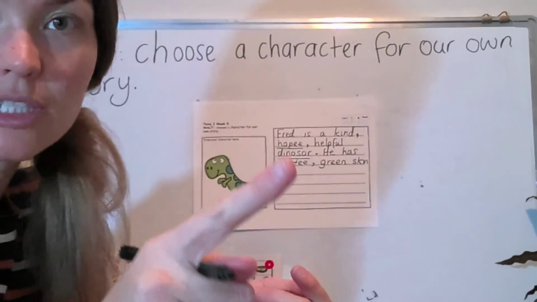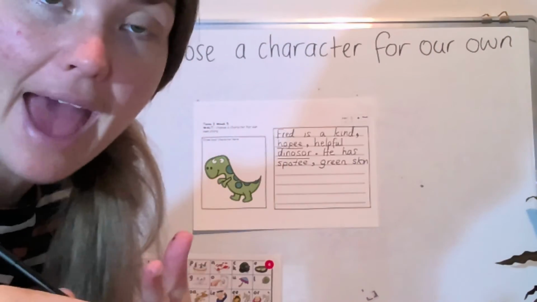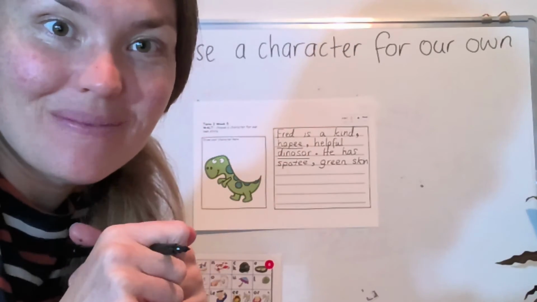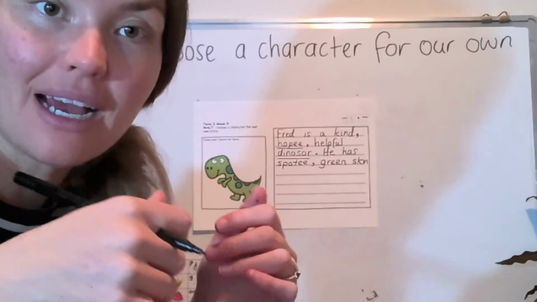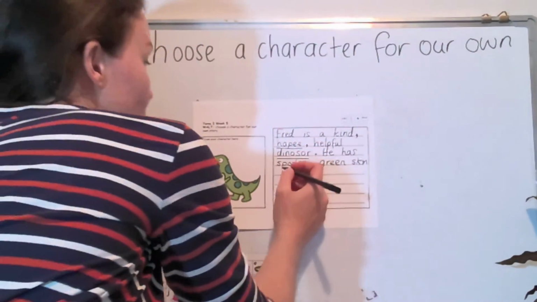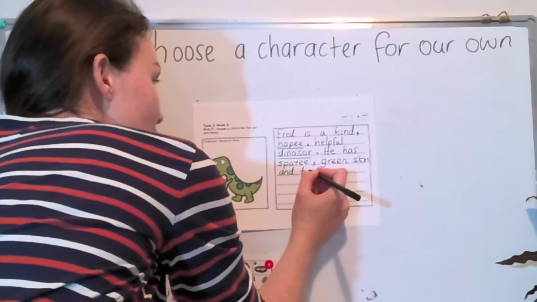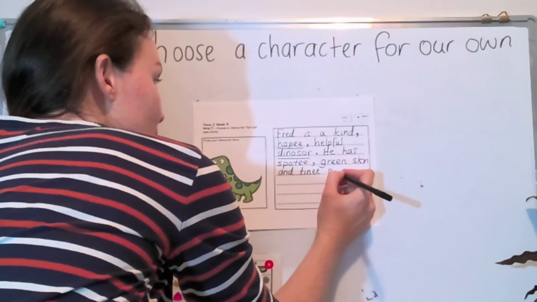Now I'm going to challenge myself. I'm not going to put a full stop there. I'm going to use the connective and tiny arms. So he has spotty green skin and tiny arms.